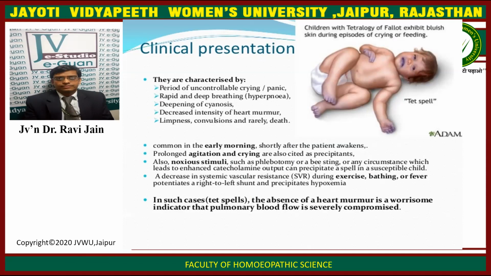There are also noxious stimuli, such as phlebotomy or a bee sting, or any circumstance which leads to enhanced catecholamine output, that can precipitate a spell in a susceptible child. A decrease in systemic vascular resistance, that is SVR, during exercise, bathing, or fever potentiates a right to left shunt and precipitates hypoxemia. In such cases, in TET spells, the absence of heart murmur is a worrisome indicator that pulmonary blood flow is severely compromised.